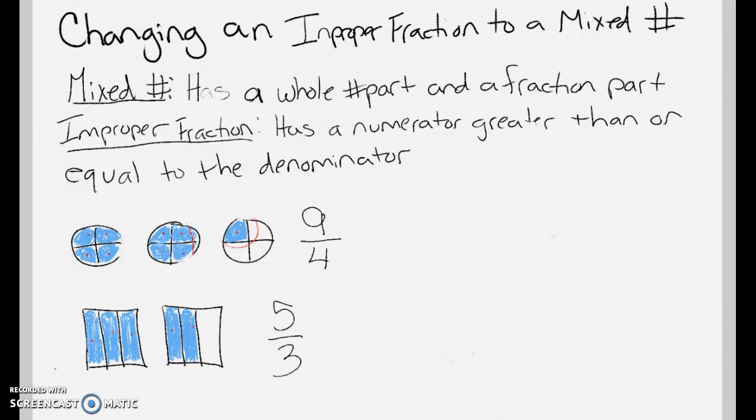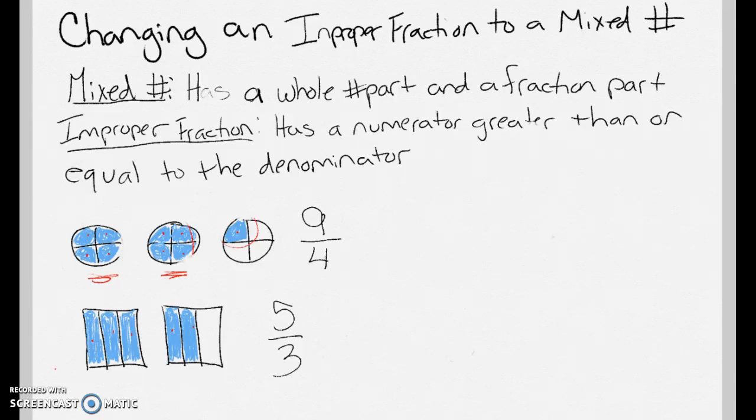So my 9/4, I can see from my picture, I have 2 wholes filled in, and I have 1 out of my last circle filled in. So I already know my mixed number is going to be 2 1/4. But I want to show you mathematically how you can do it without the picture.